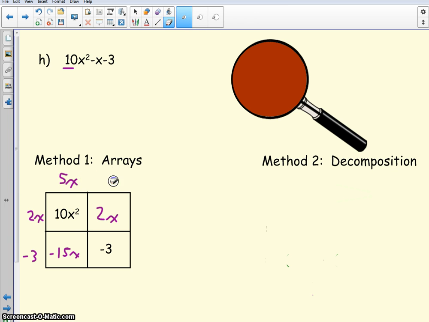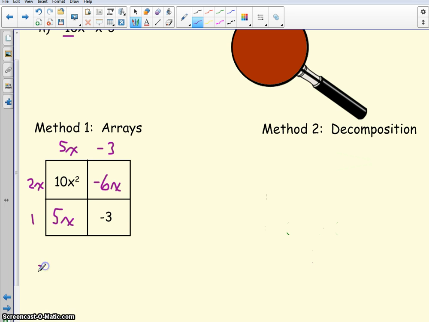Let me try something else here. I'm going to first try switching the negative 3 and 1 around. So again, let's see what happens. In this case, I have 5x times 1 gives me 5x. In this case, 2x times negative 3 gives me negative 6x. Okay. When I put these together, I wind up with 5x minus 6x, which is minus 1x, which is exactly what I have up here. So I do wind up having this factored. This winds up being 5x minus 3 and 2x plus 1.